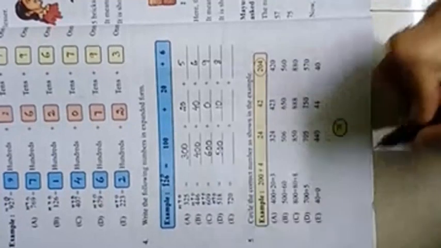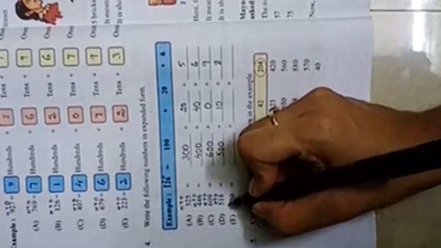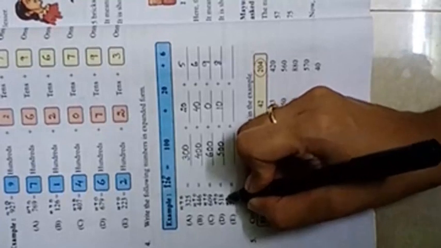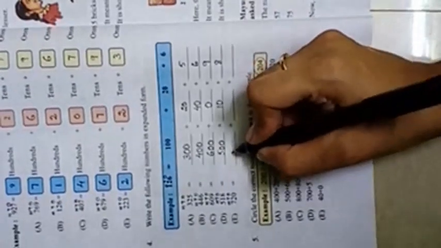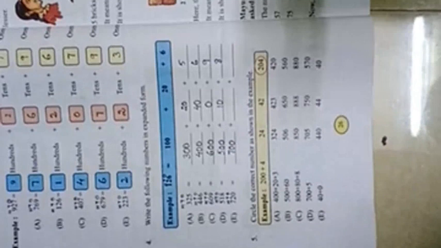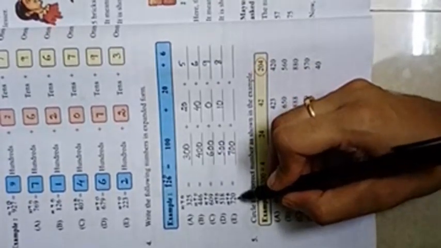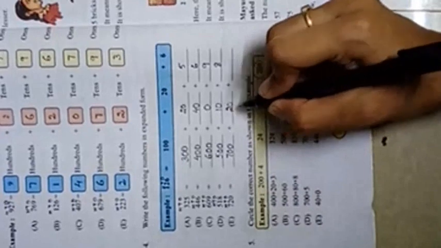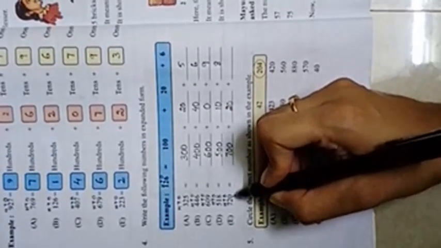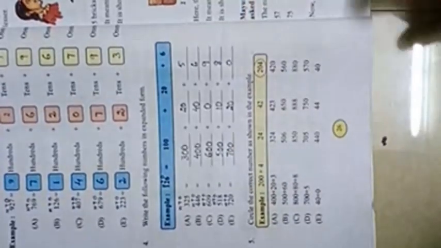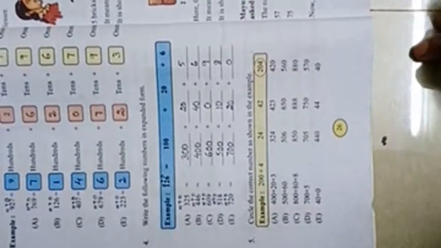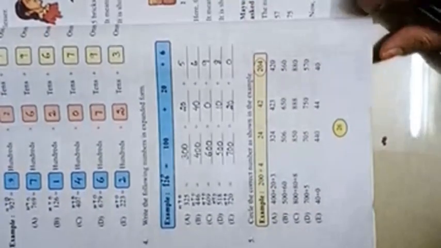Let's solve this E1. Let's write places: 100, 10, 1. Guess, how many hundreds are there here? There are 700. 7 multiplied by 100 gives us 700. Now how many tens are there here? Yes, 2 tens. So 2 tens are 20. Here how many ones are there? 0 means no ones. 0 ones are 0. I hope you understood this bit also very nicely, children. Let's go to the next topic.